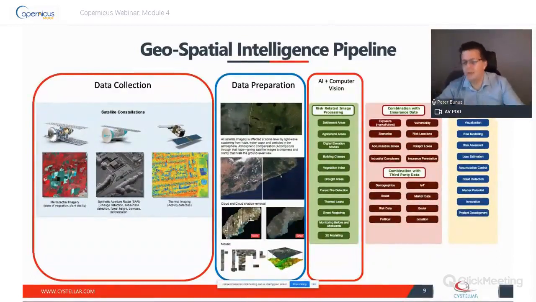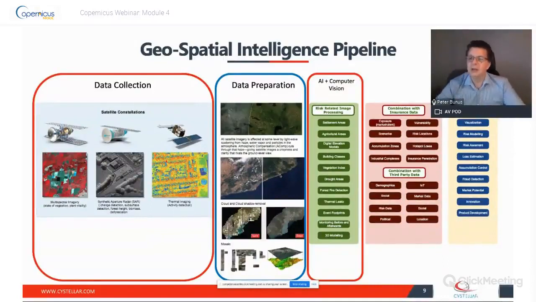Then obviously that information that you are expecting from that satellite imagery, you will need to combine it with other types of data. So a lot of insurance data, but also sometimes third-party data like social, political, demographic data. In certain cases, before we issue a policy, it can happen that we are fusing 50 different data sources in order to classify and to risk assess a certain object or a certain asset that is on the ground.